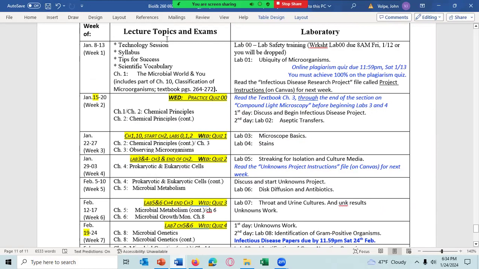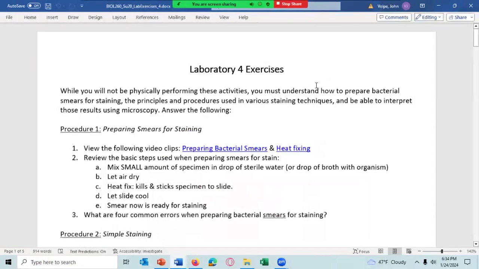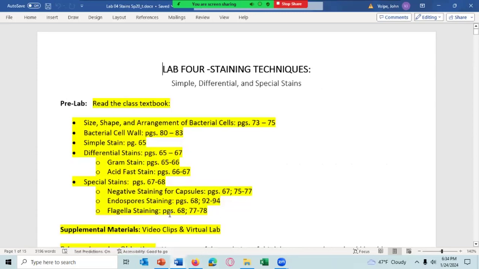All right, let's talk about Lab 4. Are there any questions before we begin? If not, let's begin Lab 4. Lab 4 is staining techniques. There is a simple stain, a differential stain, and special stains. These are the three types of stains.